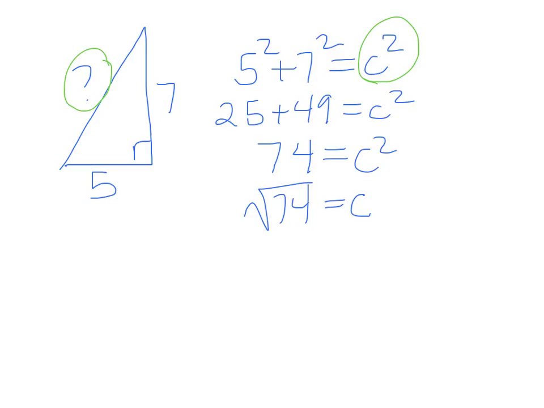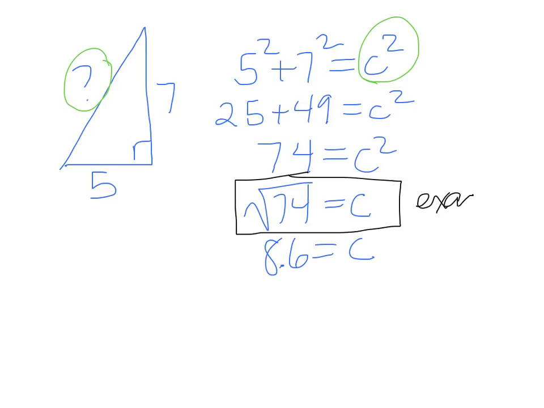But if you would like to evaluate it, you can always evaluate it in your calculator, in which case it's about 8.6. Okay, so you need to really understand your context. If you're looking for an exact answer, the square root of 74 is an exact answer. That radical can't be simplified. If you're going to use this number later on, if this is part of a bigger problem, then you may need to approximate.